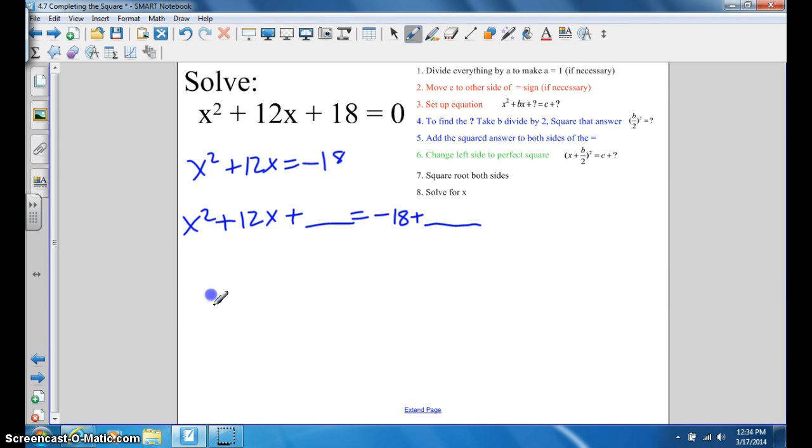Now, I'm also going to set up our next step, because if you remember, what goes here is half of b, and what goes here is half of b squared. Well, this is a, and this is b. Half of b is 6. So we can automatically put a 6 right here. 6 squared is 36. So we fill these two slots in with 36.